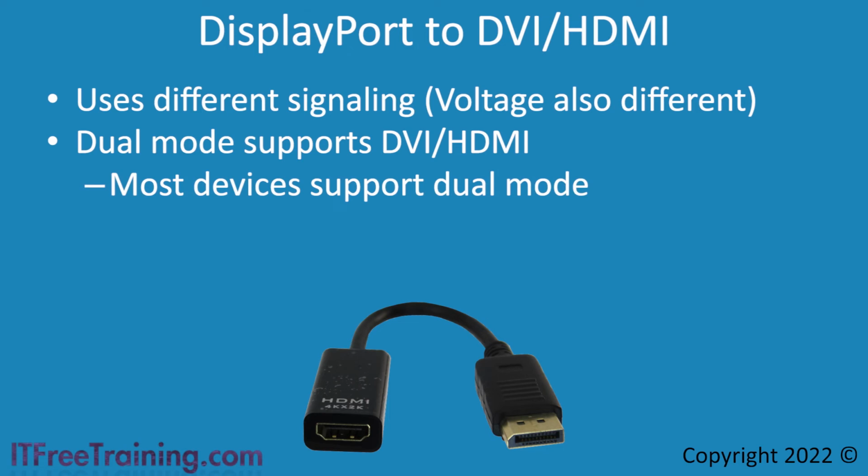A device that supports dual mode will essentially detect that either DVI or HDMI is on the other side and will change the signal. However, the adapter is still required to up the voltage. Due to DisplayPort having fewer pins than DVI, dual mode only supports DVI in a single mode. This will limit the display to the maximum resolution of 2560 by 1600 at 60 Hz.